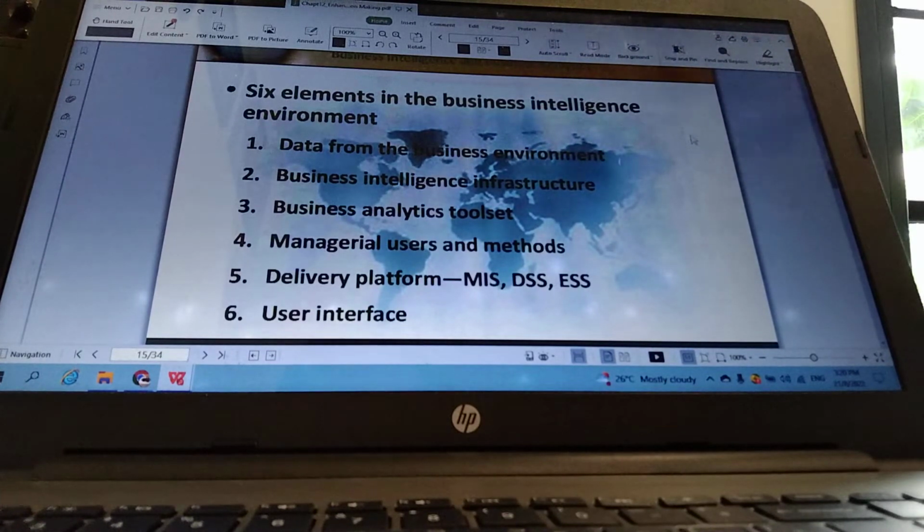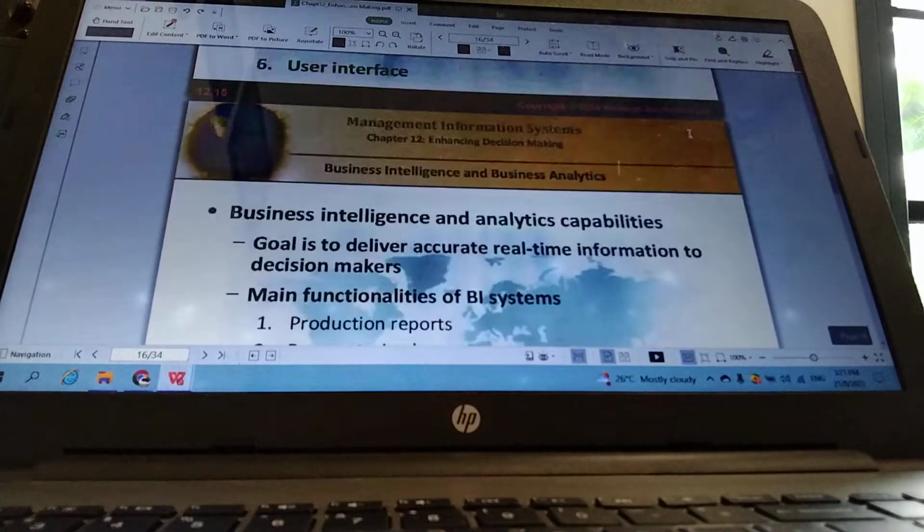As you can clearly see in the slide, there are 3 delivery platforms given, either through MIS, DSS, or EIS or ESS. And also there is an interaction from the users. So user interface platforms are required for the user to interact with the systems or business intelligence environment.